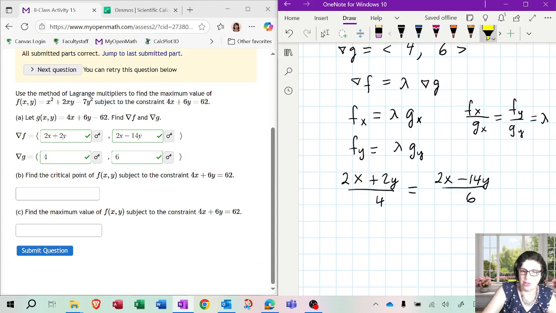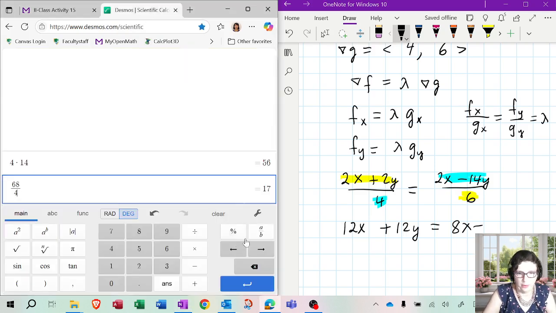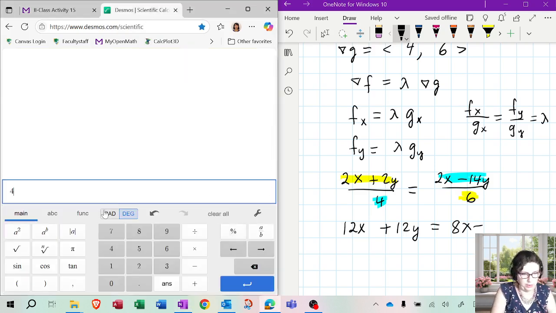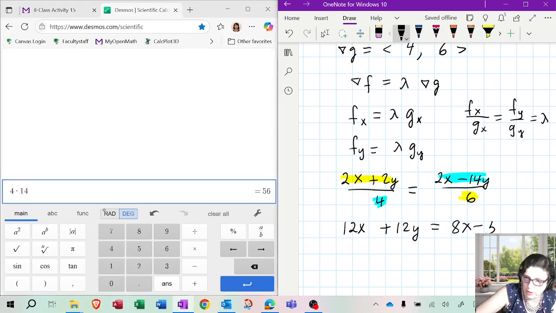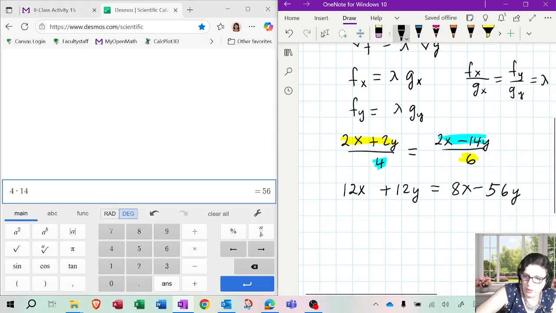So here for solving the proportion, we're going to cross multiply, right? So like this times this. Okay, so let's go ahead and do that. So we get 12x plus 12y equals 8x minus 4 times 14. So that's, hold on. I think I had it here. Let me just do it again just to make sure. Okay, I had 56y.